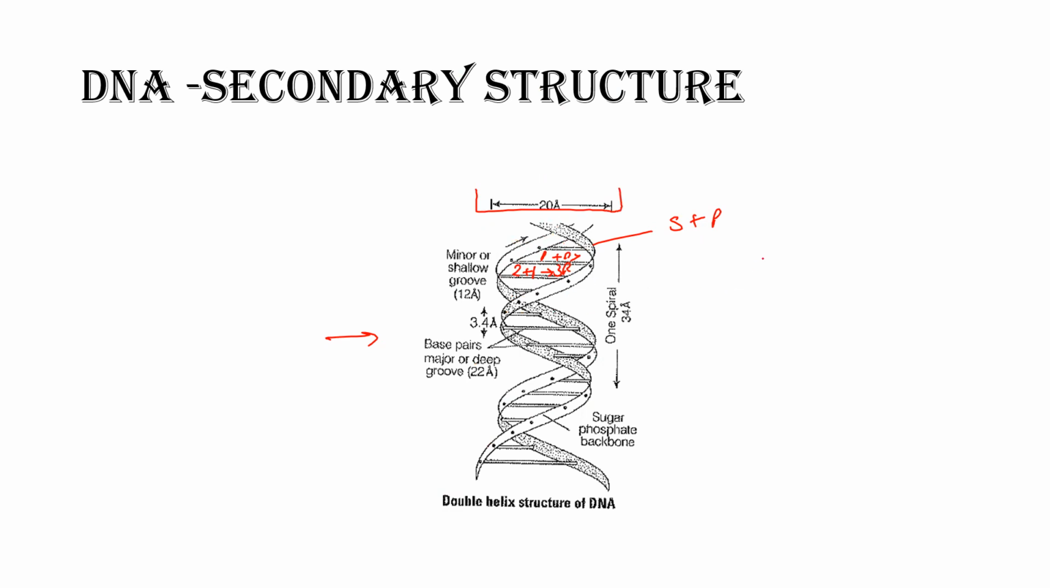When this DNA takes a complete turn, one helix, the length of this helix is 34 angstrom, and between one helix 10 base pairs are found. How many? 10. And the distance between 2 nitrogen base pairs is 3.4 angstrom. This is the DNA double helix structure.